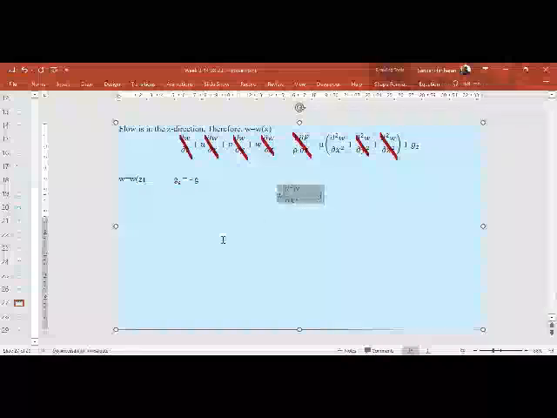Therefore, if I integrate this once, I'll get dou w by dou x, which is equal to minus g by mu times x plus c1, where c1 is the constant of integration. Now if I integrate this again, I'll get w, let me put it in an equation over here.